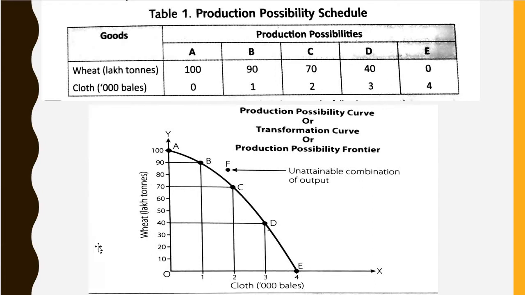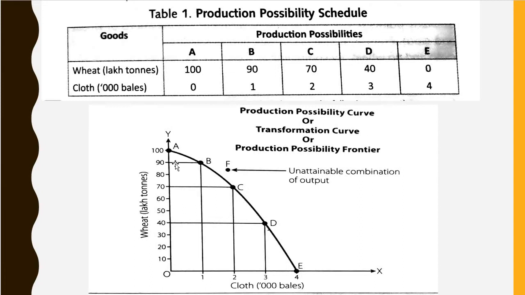Now over here, this is the graphical representation of this schedule. Y-axis denotes wheat in lakh tons and x-axis denotes cloth in 1,000 bales. And these are the various possibilities that we had talked about. So combination A, as we can see over here, 0 units of cloth and 100 units of wheat.